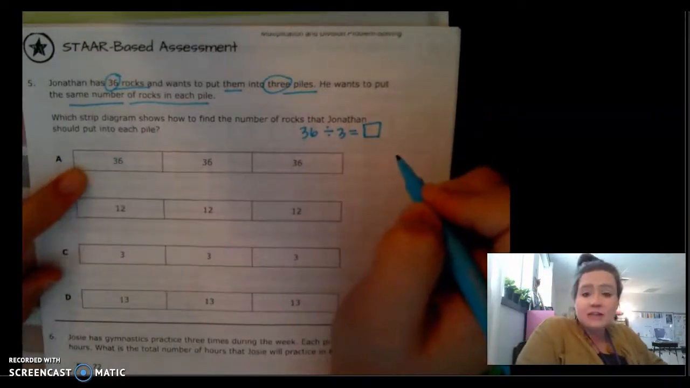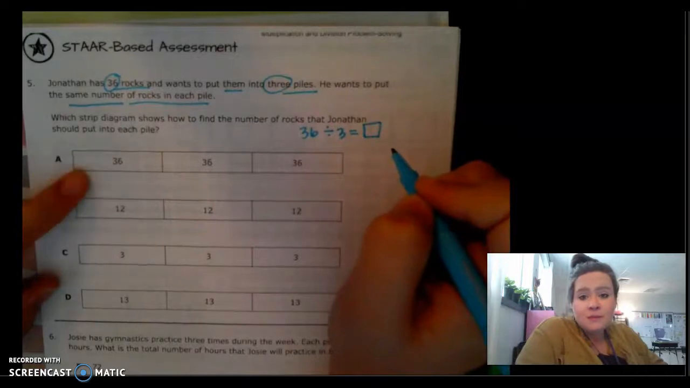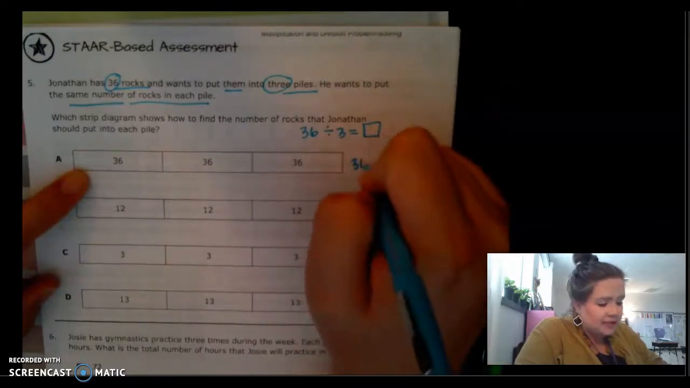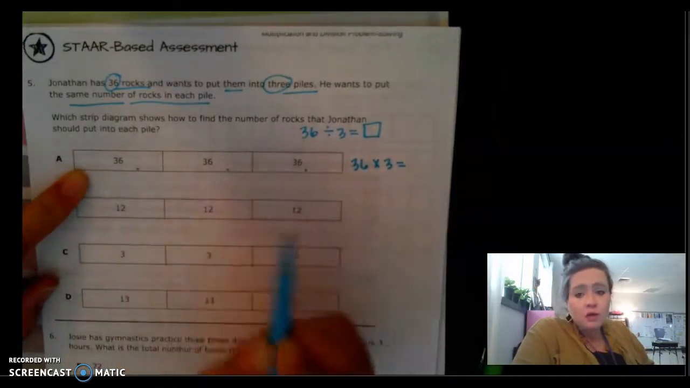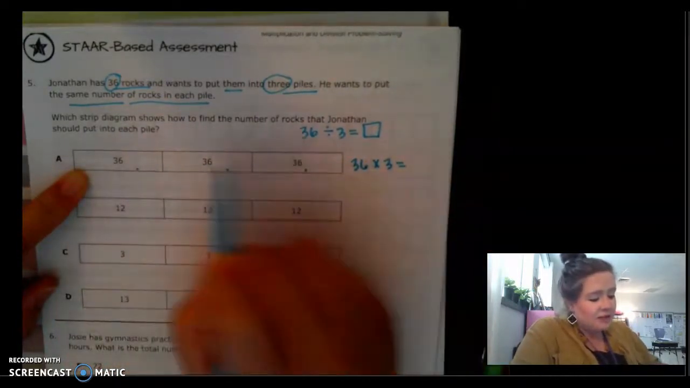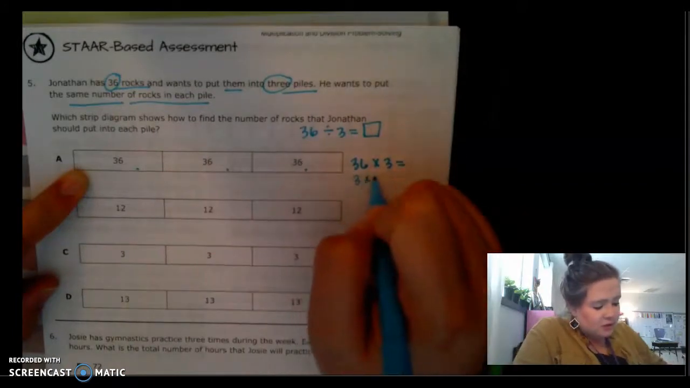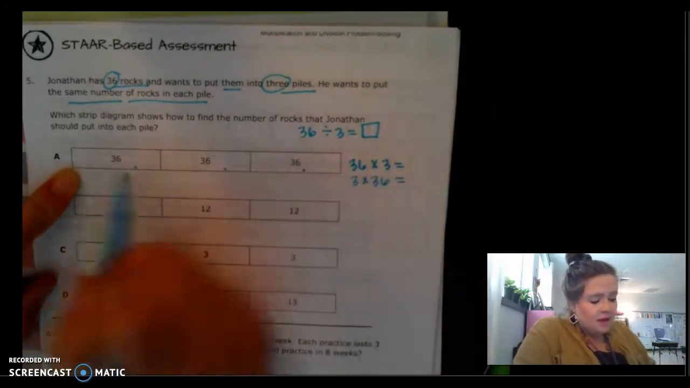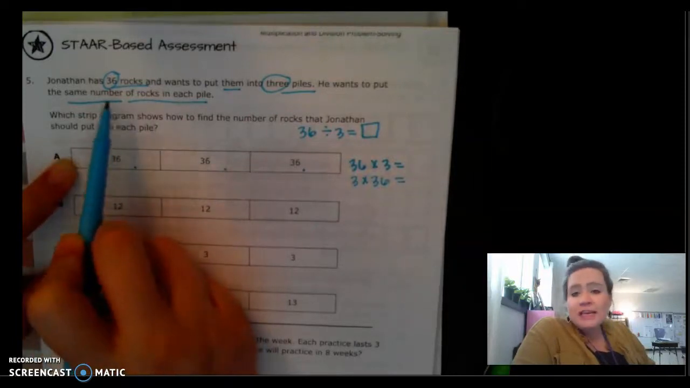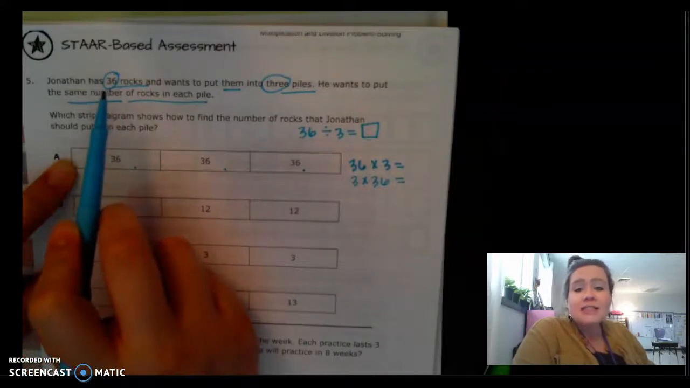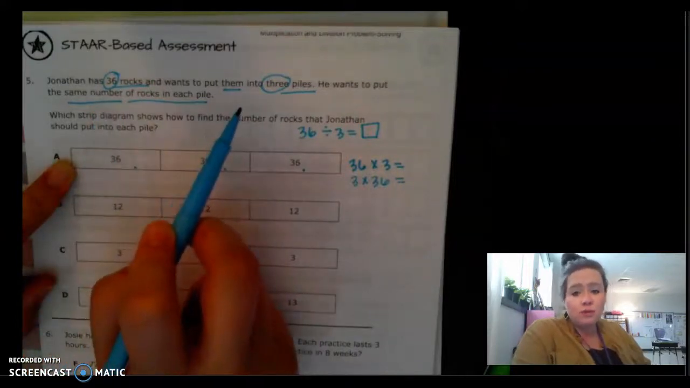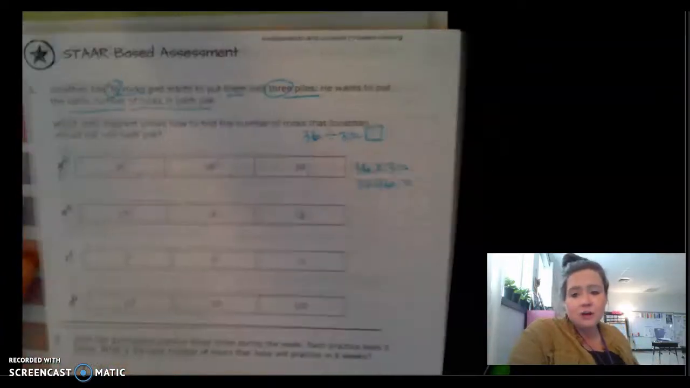What does this represent? This represents 36 times 3 because I have 1, 2, 3 groups and I have 36 in each group, or you could say 3 times 36. He's not putting 36 rocks in each group. He wants to take his 36 rocks and separate them into 3 groups or 3 piles. Letter A is not the correct answer.